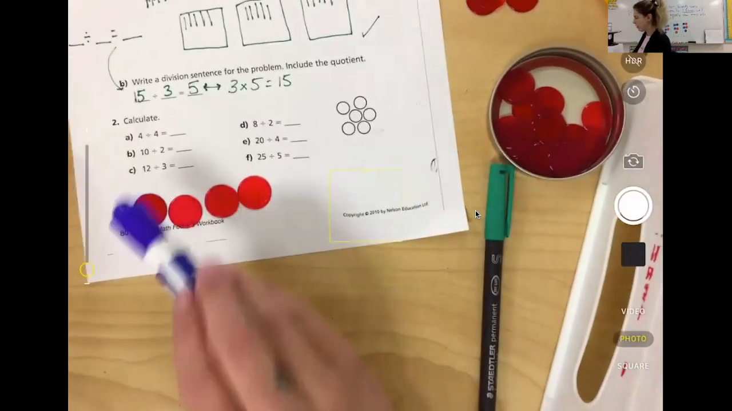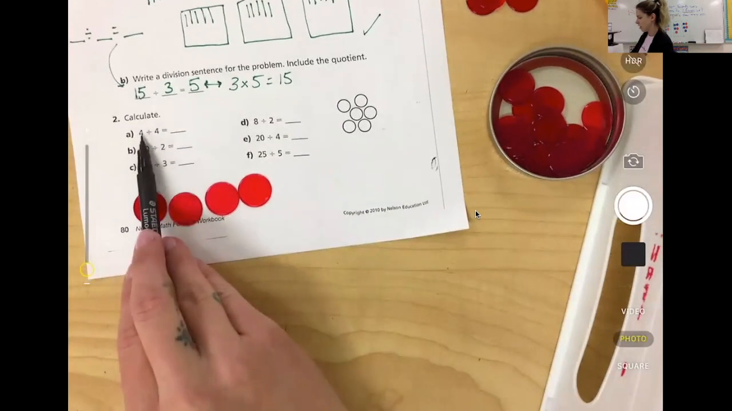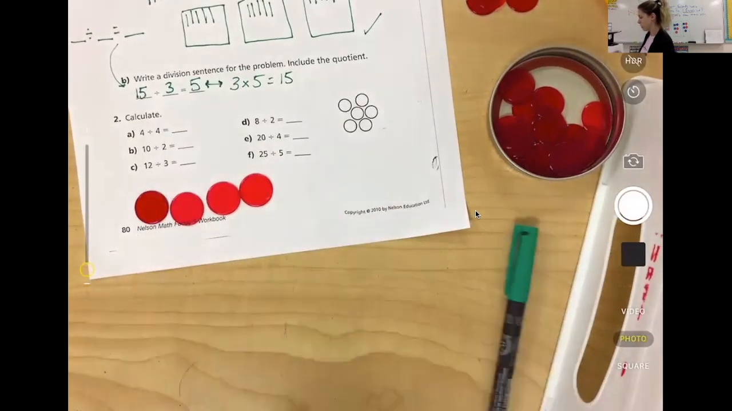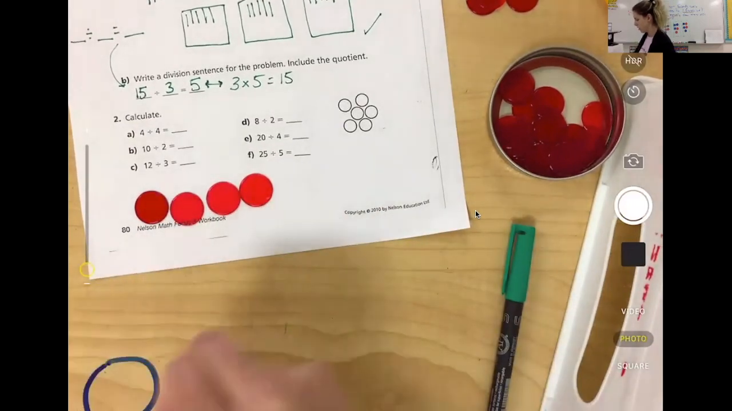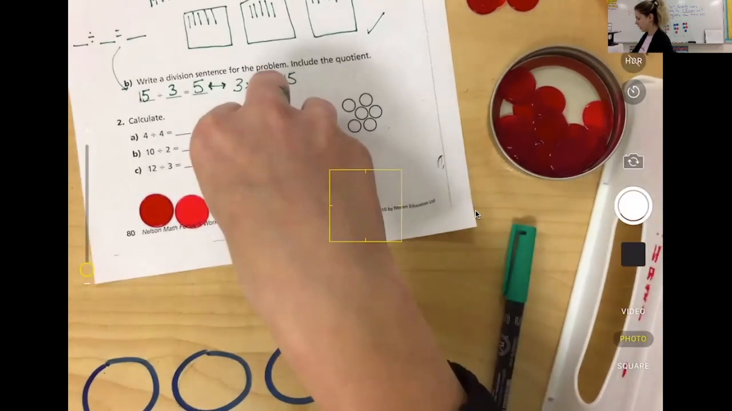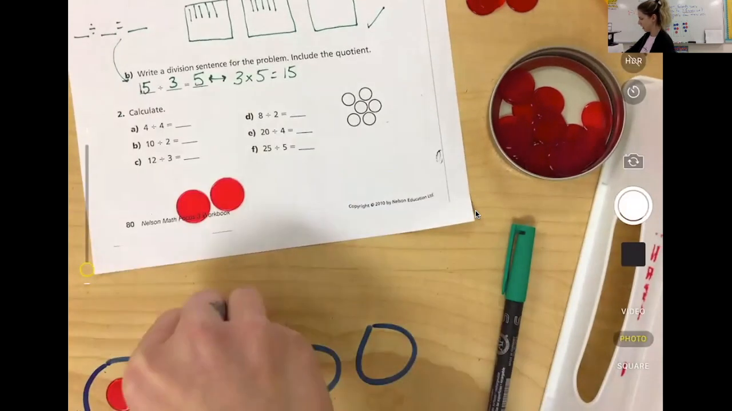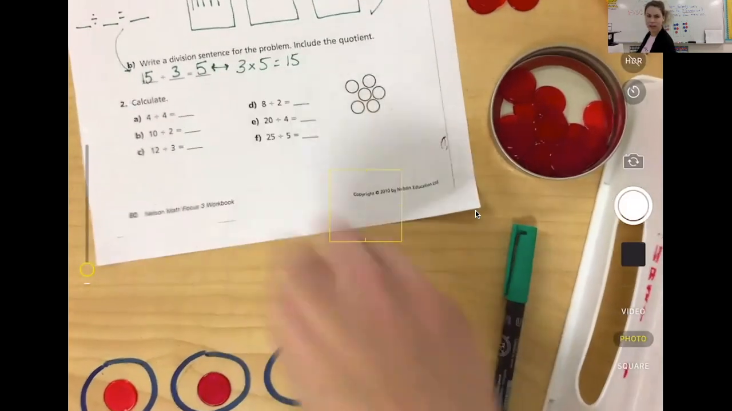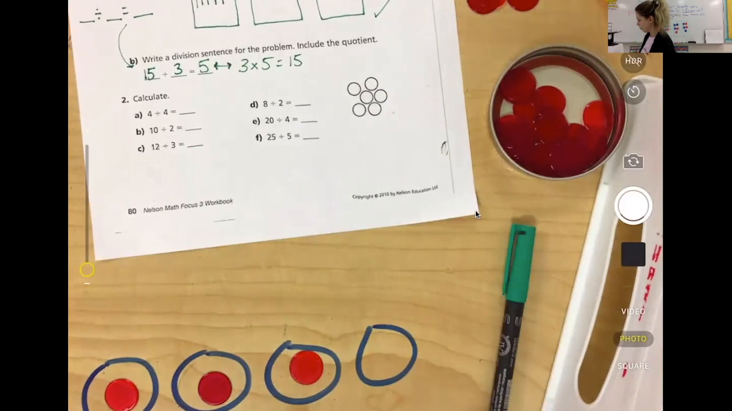Okay, so I'm dividing 4 counters into 4 groups. So I need to make 4 groups. 1, 2, 3, 4. Now I'm going to divide them equally. 1 here, 1 here, 1 here, 1 here. You go in there. Thank you.